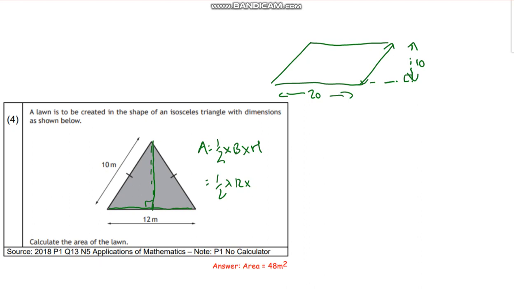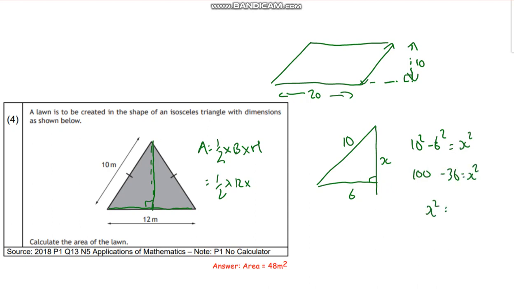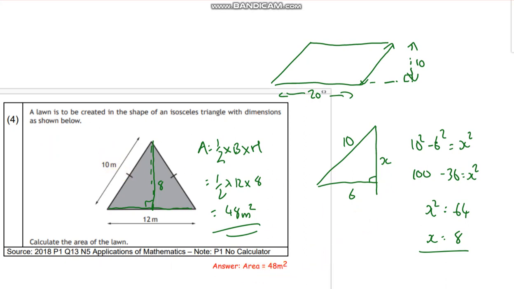Anyway, how do I get the height? Well, I've got to go and use Pythagoras. So I know that this is going to be 10, and on the base it's a half of 12, which is 6. So I know that 10 squared, take away 6 squared, is equal to x squared, so it's 100 take away 36 is x squared, so then x squared is equal to 64, so x is equal to 8. Fantastic. And again, do this in any order you like. I'm going to half the 12 because that makes life easier. So 6 times 8 is 48 meters squared. So anytime you see a diagonal, you should be thinking Pythagoras. Hope that's helpful.